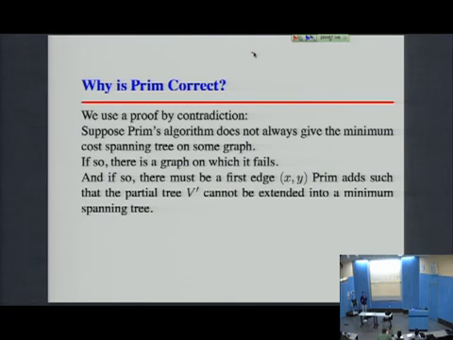It is certainly true that at every point we're picking the cheapest possible edge. But the question is, how do we know we don't get into a trap? We want to pick the globally best spanning tree.